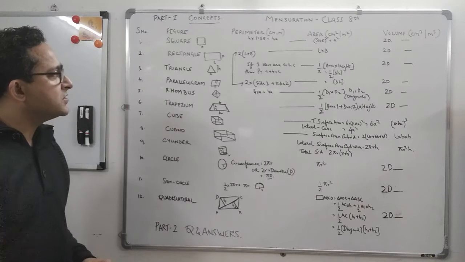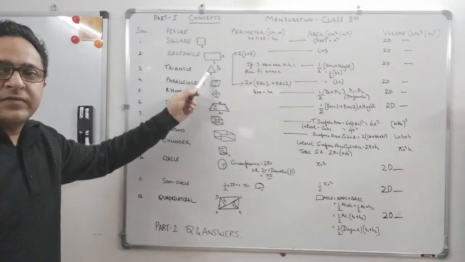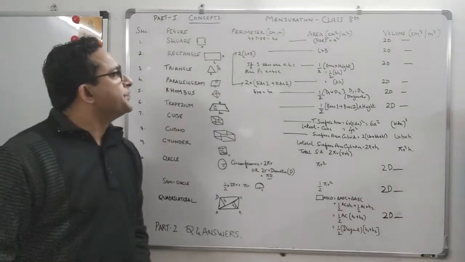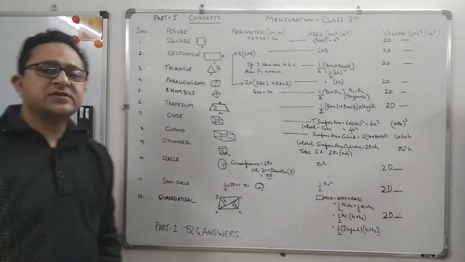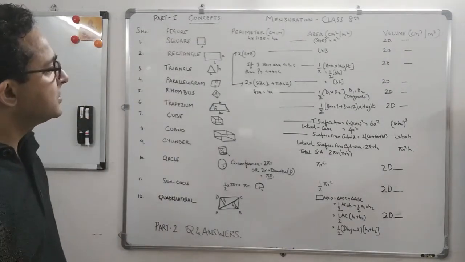For a triangle, if three sides A, B, C are given, perimeter is A plus B plus C. Perimeter is the sum of the sides, right? So what is the area then? Half base into height is the area of the triangle, right?